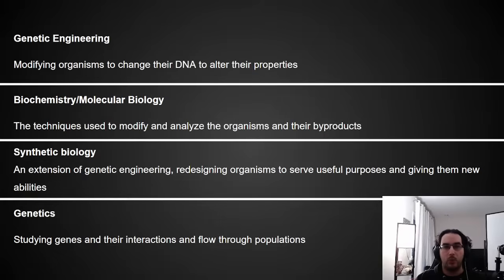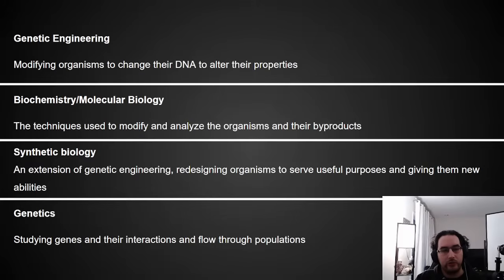So at its most basic, what is genetic engineering? Genetic engineering is modifying an organism to change their DNA or alter its properties. This could be any organism, doesn't matter. Whereas if somebody says that they're a biochemist or they do molecular biology, this could just mean that they're more in the domain of analyzing organisms rather than modifying them necessarily. So sometimes the terms molecular biology and genetic engineering are used interchangeably, but they don't necessarily mean the same thing.